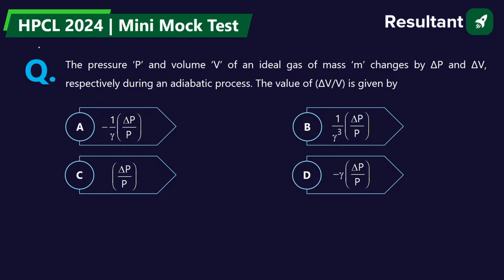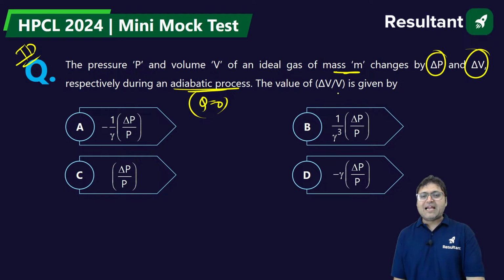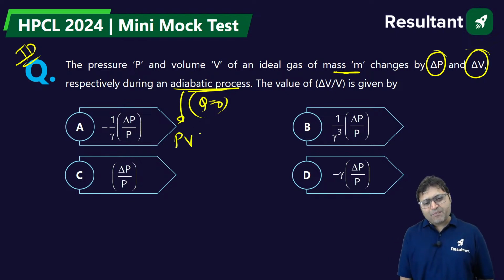The next one, again from thermodynamics: the pressure P and volume V of an ideal gas of mass M change by delta P and delta V respectively during an adiabatic process. It is an adiabatic process, Q is equal to 0. The value of delta V by V is given by. For an adiabatic process, we say PV to the power gamma is constant, yes or no?